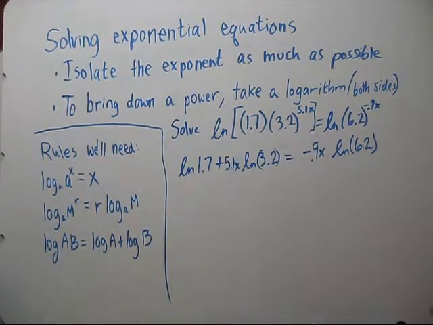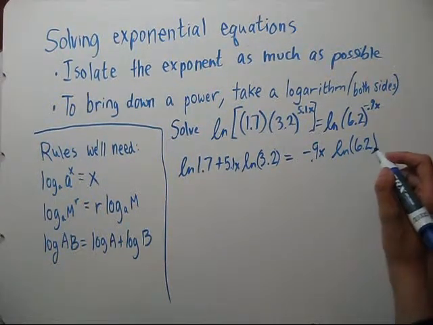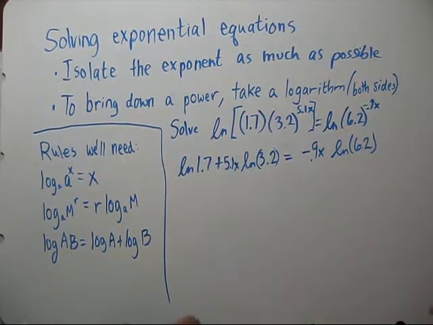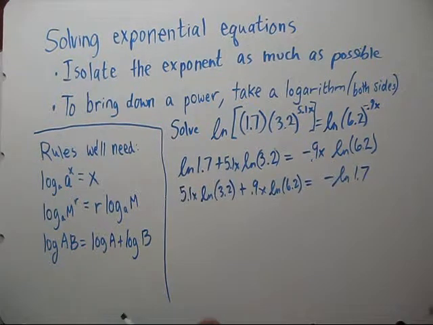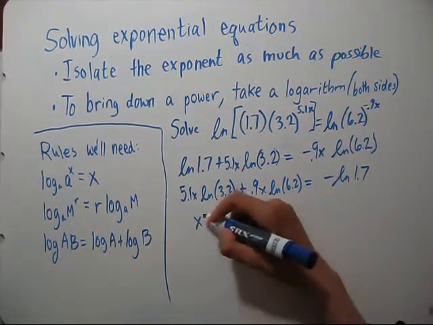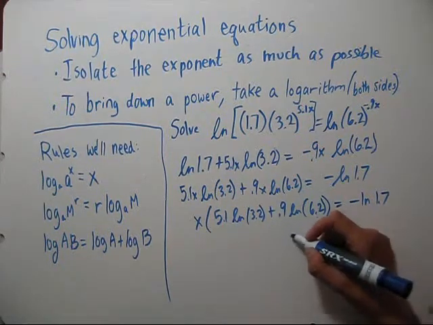Now we need to solve for x. It helps to remember that natural log of 6.2 is just a number. Natural log of 3.2 is just a number. So we're going to solve it like we normally do linear equations. Get all the x's on one side, all your other constants on the other side. Now we want to pull out an x. We're going to factor an x out of the left side. This is all just a number, so we can divide by it.